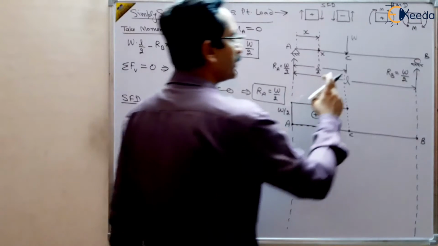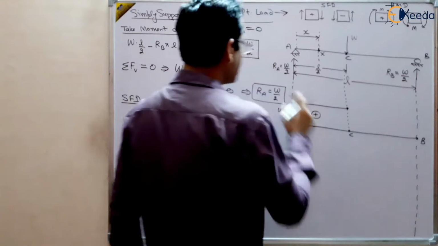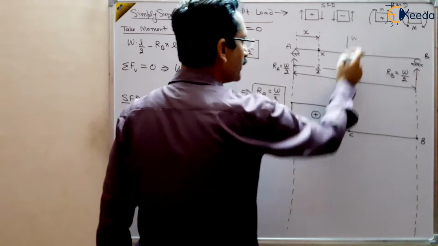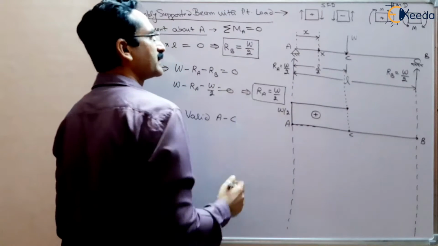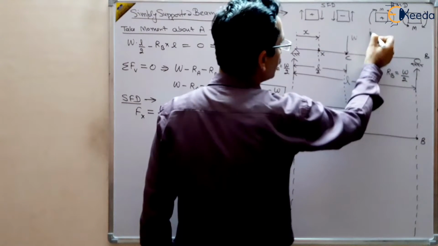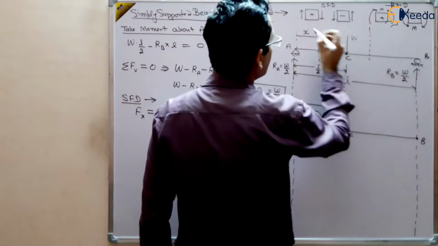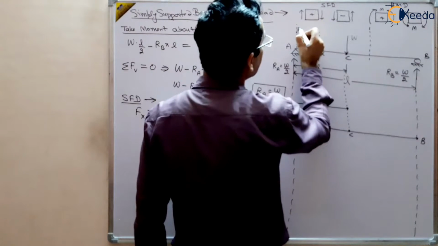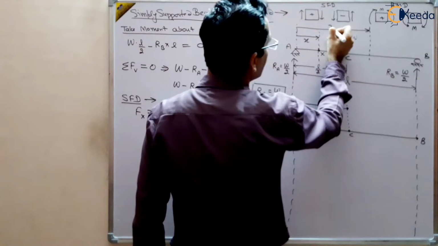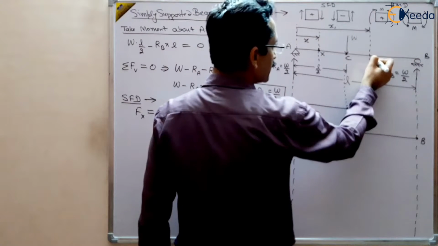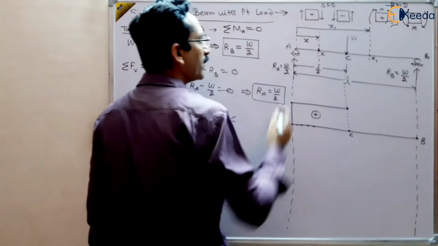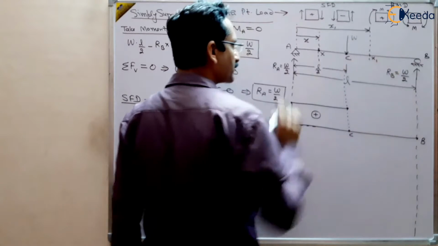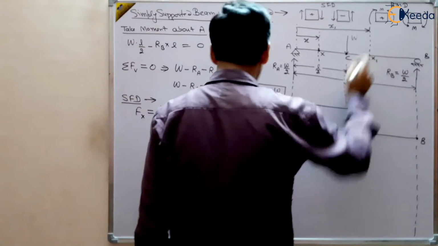Now what is happening from C to B? This equation is not valid, because the force is changing now. There is a force W here in between. So we have to take another section. Let us take another section here, and let us name it x1, and the cross section name is capital X1. So at a distance x1 from A, we are taking a cross section capital X1, and we have to find out the shear force at this x1.